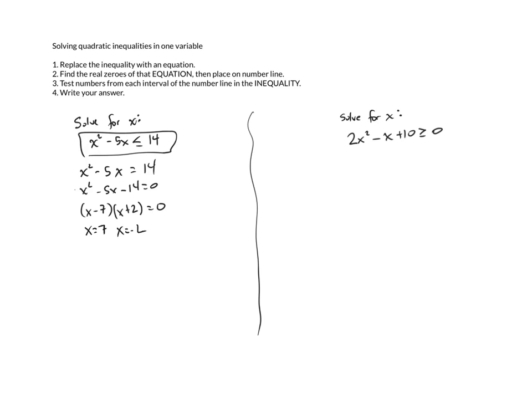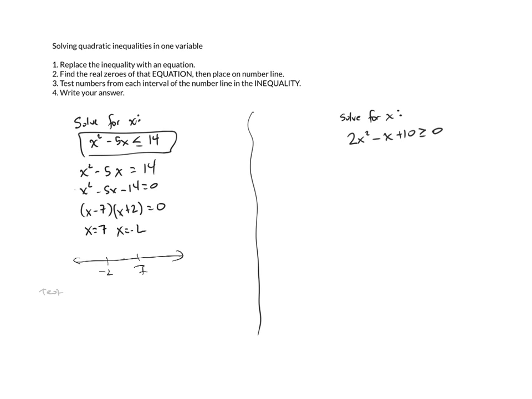So now we're at step 2 still. We're going to place those numbers on a number line that represents the x's, and we're going to put them in order, so negative 2 is smaller than 7. So we have 2 numbers here, and those 2 numbers divide the number line up into 3 parts, 3 intervals. So if you look at step 3, it says test numbers from each of the intervals of the number line in the inequality. So I'm going to take a number from this interval where it's less than negative 2, a number from between negative 2 and 7, and a number that's bigger than 7, and test them all in the inequality. So a number that's smaller than negative 2 is negative 3.